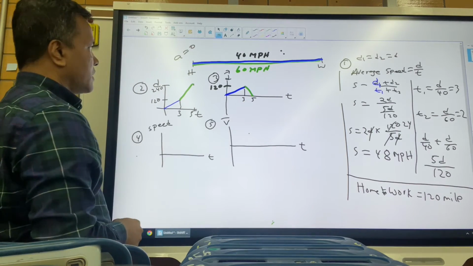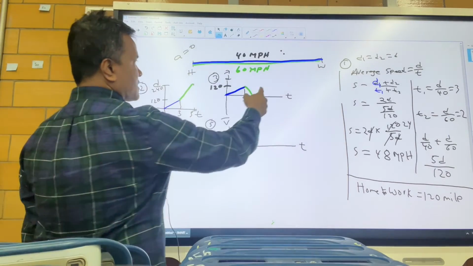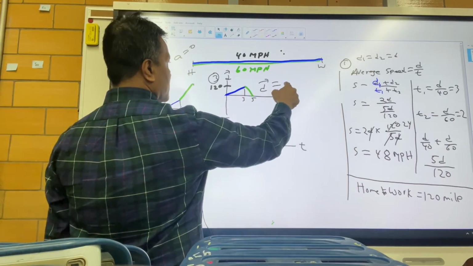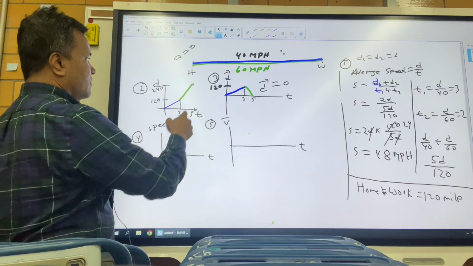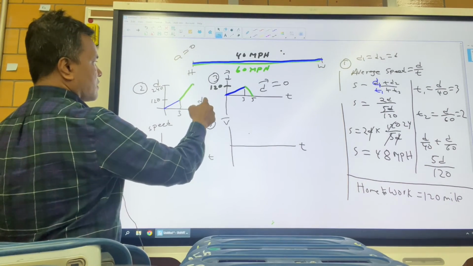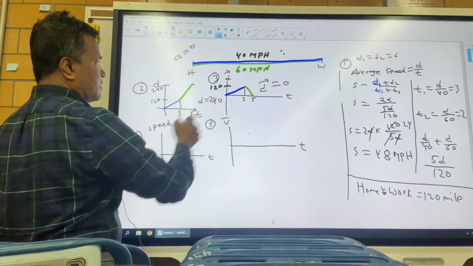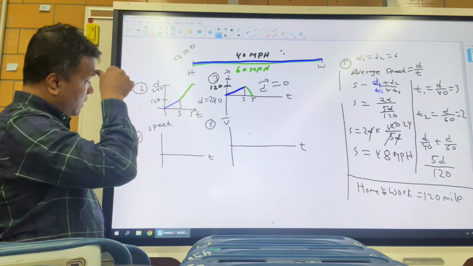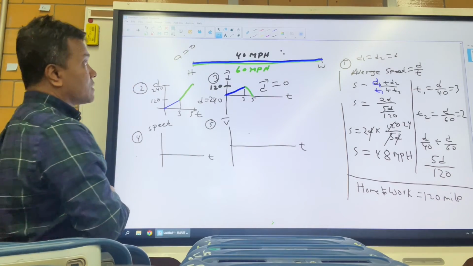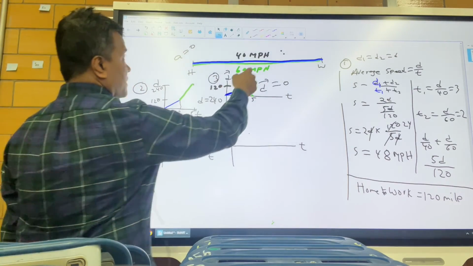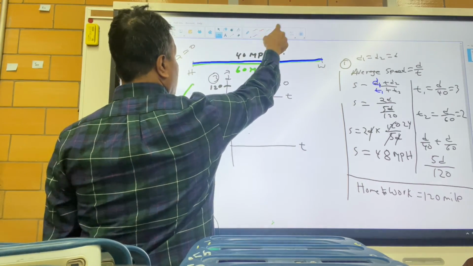Okay. All right, so what is the total displacement? Total displacement is 0. What is the total distance traveled? Total distance traveled is 240. Okay, all right, now we're going to do speed versus time. Again, we're going to do the blue and green.